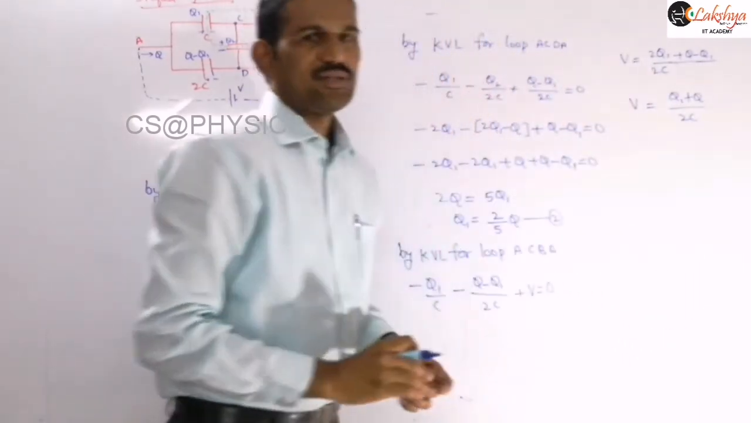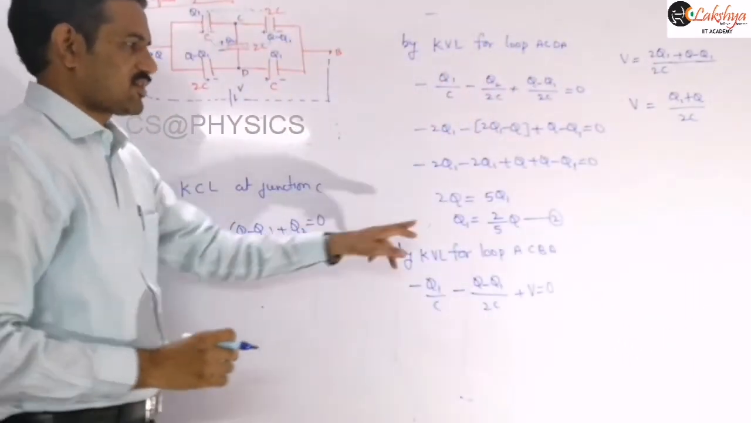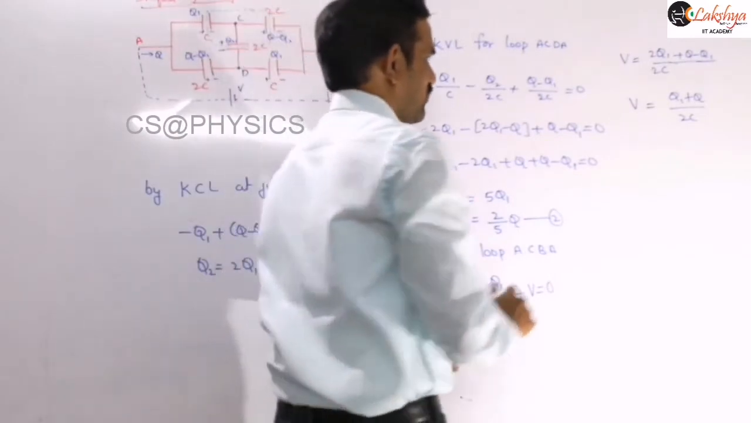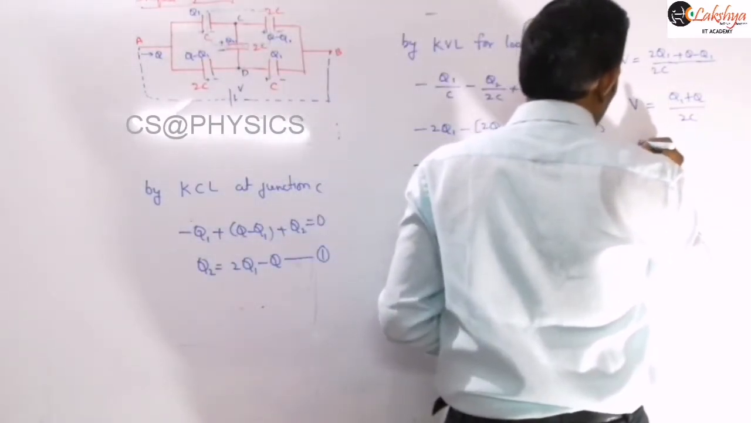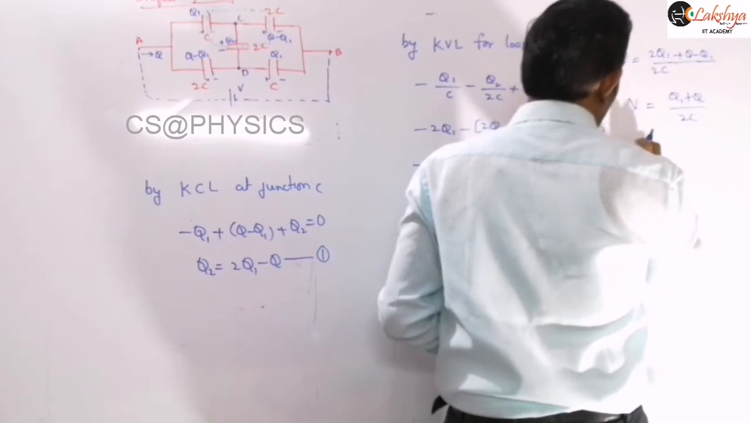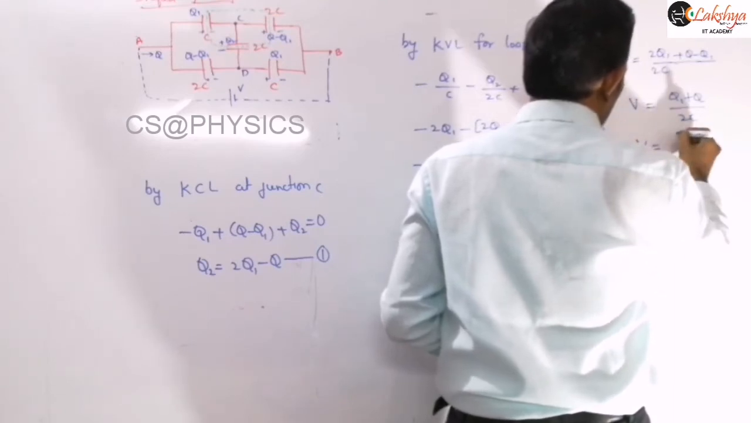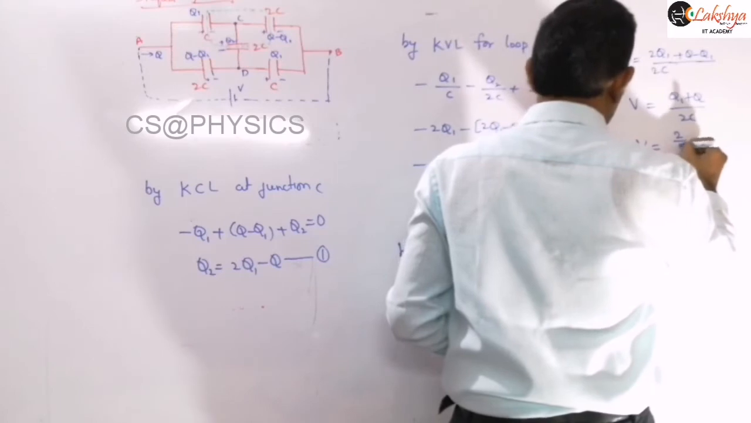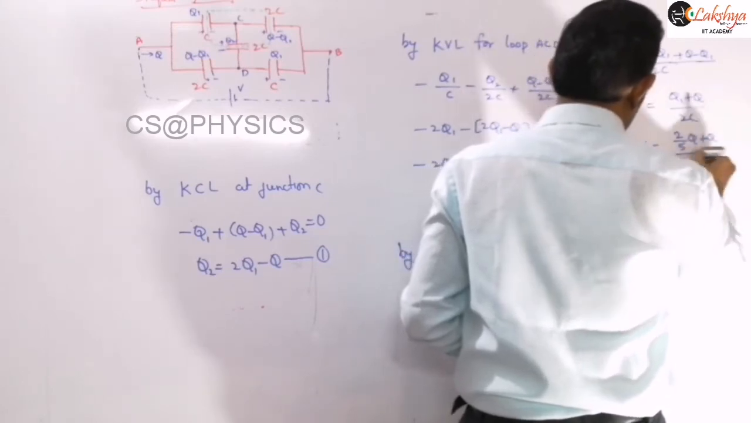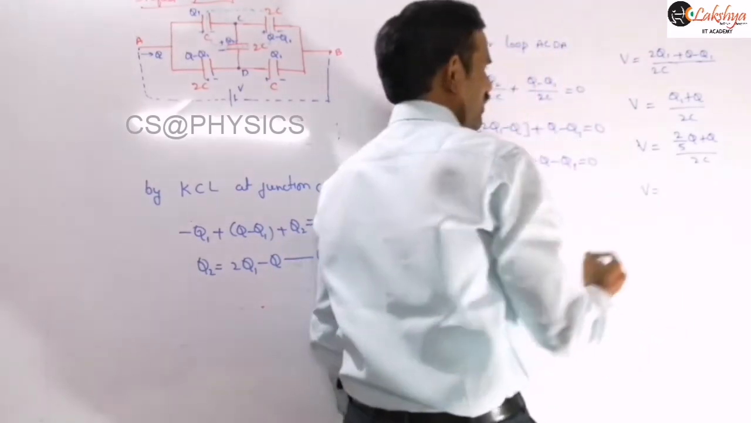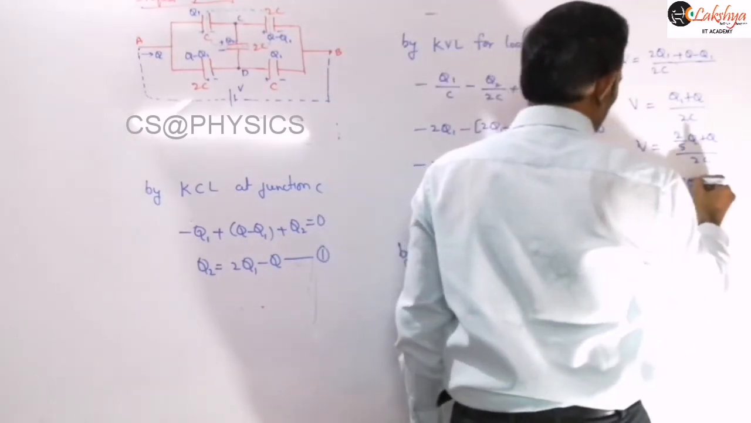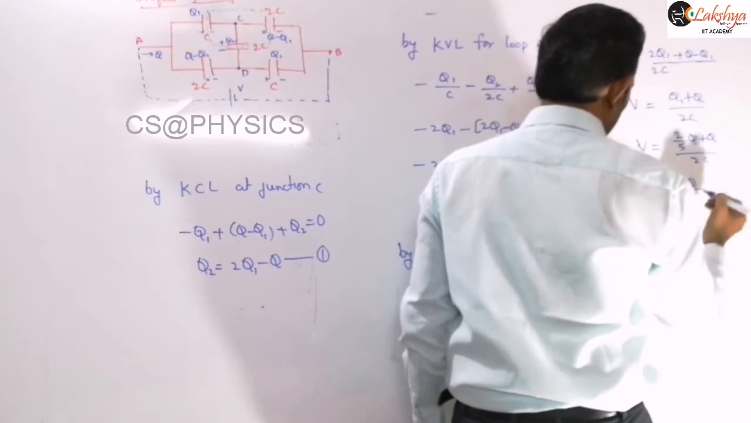Now we can substitute that Q1 value from this equation here. From this equation Q1 is 2 by 5 Q. So let us substitute this value and simplify. Finally we can substitute this V value here. So then it is 2 by 5 Q plus Q by 2C. And therefore V is equal to 7Q by 10C.